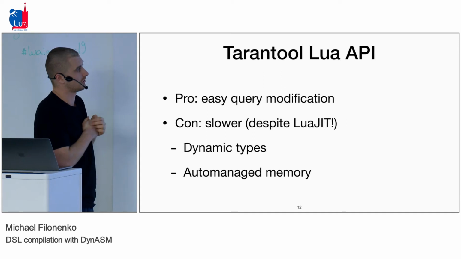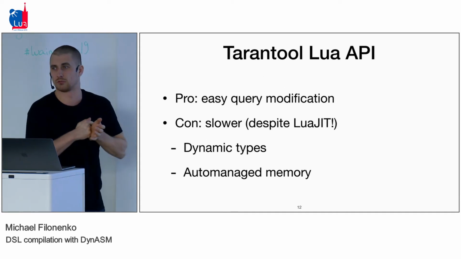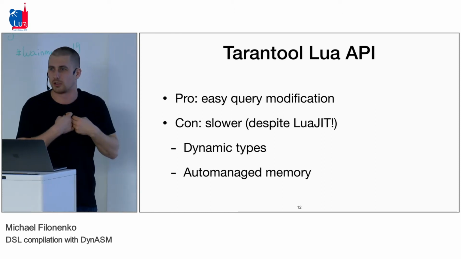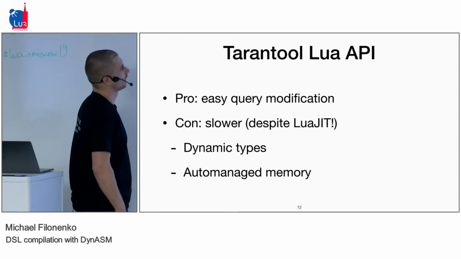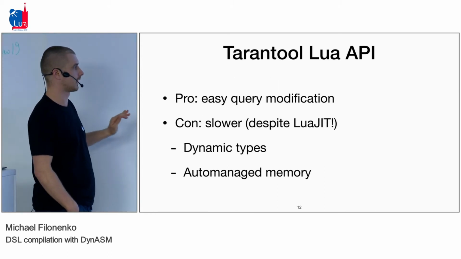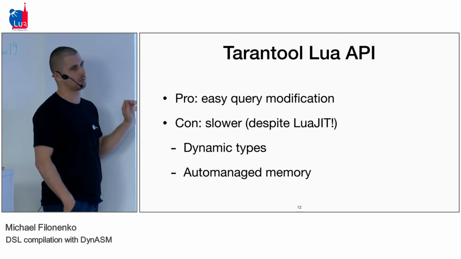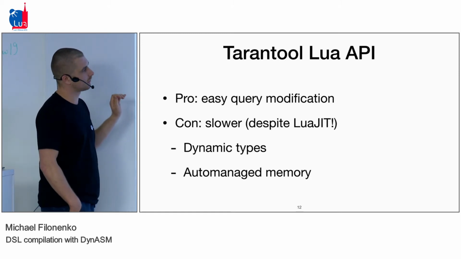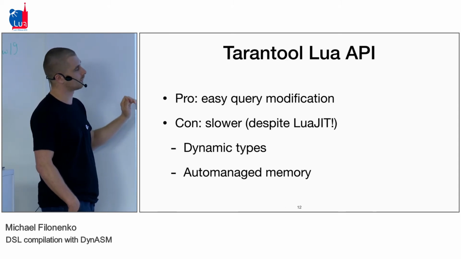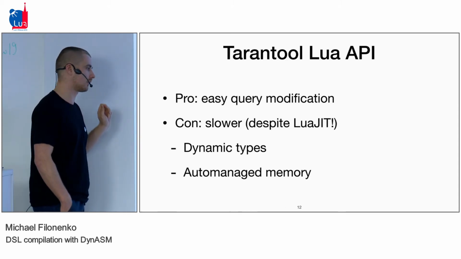If I use the Tarantul Lua API, it will be easier. You know, Lua, it's easy. Roberto said it's easy. I use Lua, it's easy, I can say the same. But it will be slower. It will be slower despite LuaJIT. It will be slower because of dynamic types and auto-managed memory.